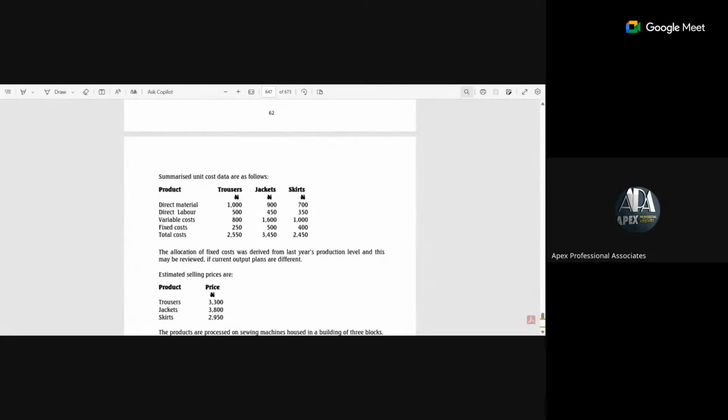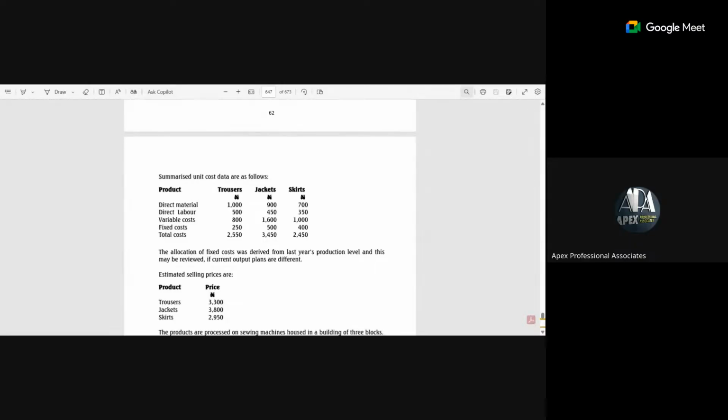Naira in terms of labor to produce 1 unit of skirt. So also variable cost, fixed cost. Then when you add everything, you have total cost. So the allocation of fixed cost was derived from last year's production level, and these may be reviewed if current output plans are different. So estimated selling prices, you can see these are the selling prices.